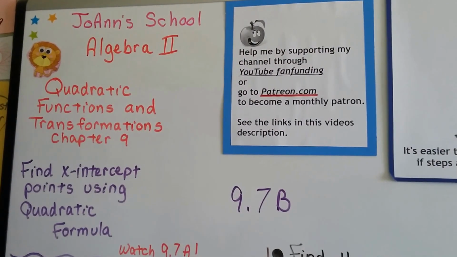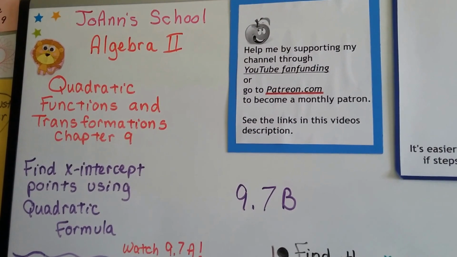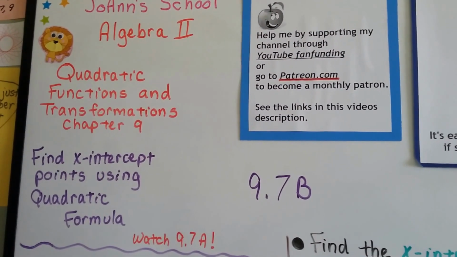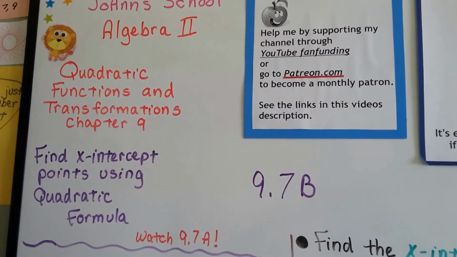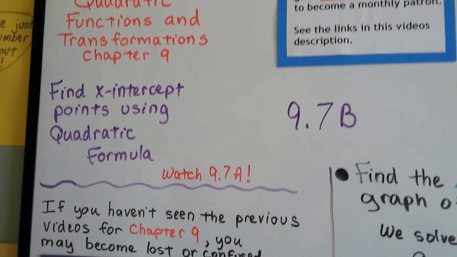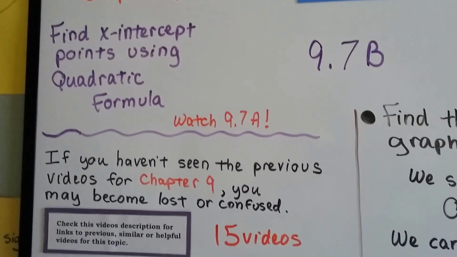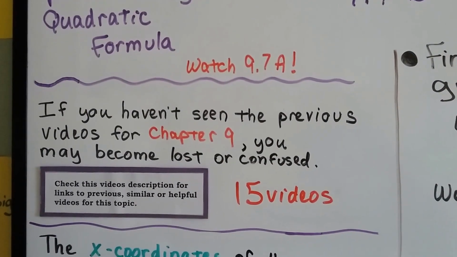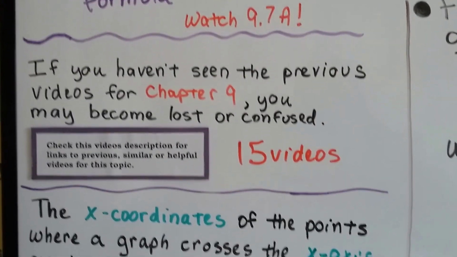We're in Algebra 2 at 9.7b. If you haven't seen 9.7a, I really recommend you watch that one first, okay? We're going to find x-intercept points using the quadratic formula. 9.7a helped us figure out how many x-intercepts there were. You can click on this video's description and watch the previous videos if you get lost or confused.